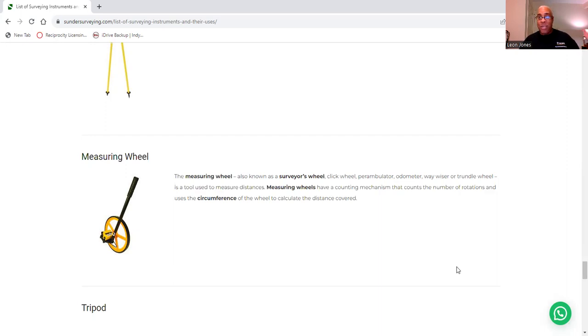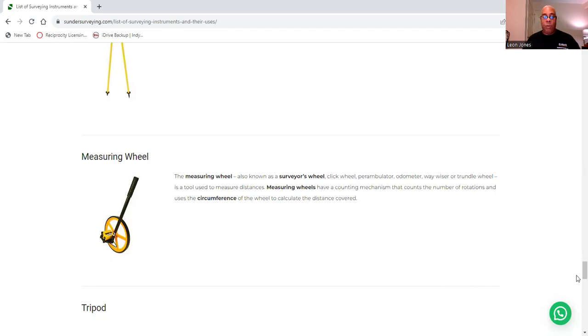As an inspector, I use that measuring wheel. And what that tick, tick, tick is, it's the counting mechanism. Because measuring wheels have a counting mechanism that counts the number of rotations and uses the circumference of the wheel to calculate the distance covered.